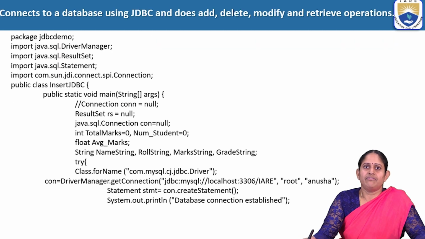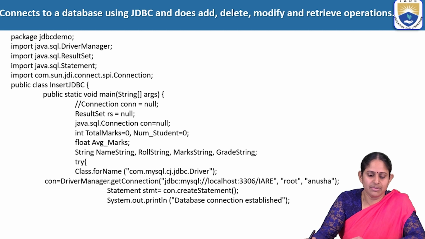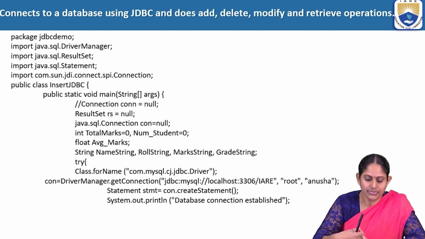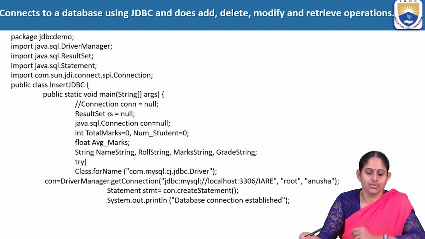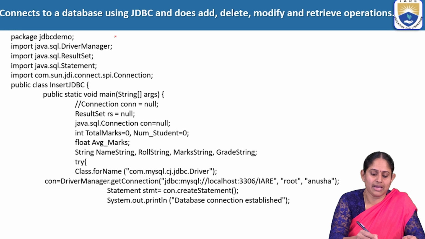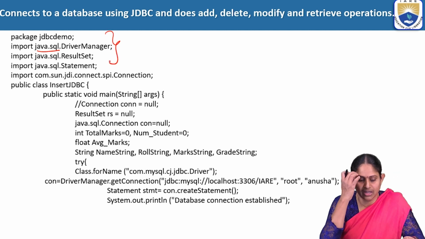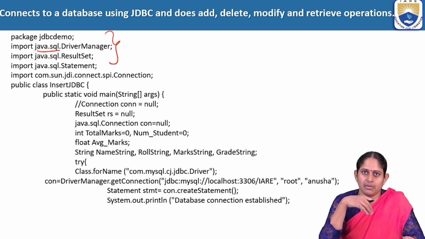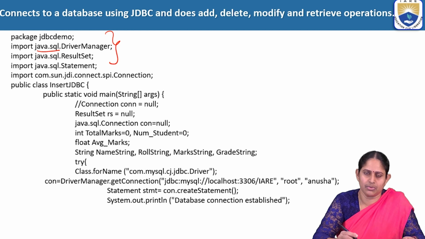When we are making use of JDBC programs, there are 6 steps to be followed. First thing is we have to load the driver, then create the connection, and then create the statement object to perform our operations. All the packages or classes related to JDBC will be available in the Java SQL package. So we are importing all those classes and packages which are needed for a program.